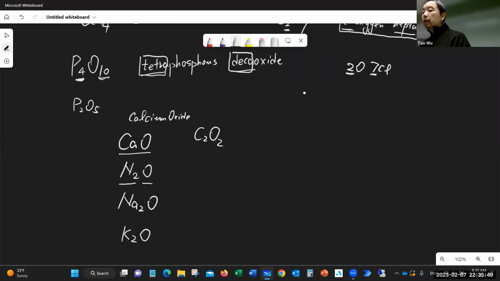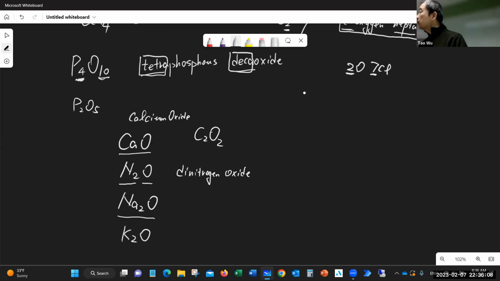This one, nitrogen and oxygen. Nitrogen is a non-metal, oxygen is a non-metal. So non-metal plus non-metal, you have to give its name as a molecular compound. So this one is called dinitrogen oxide.